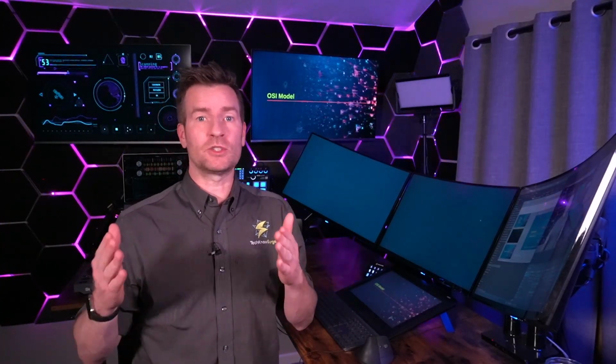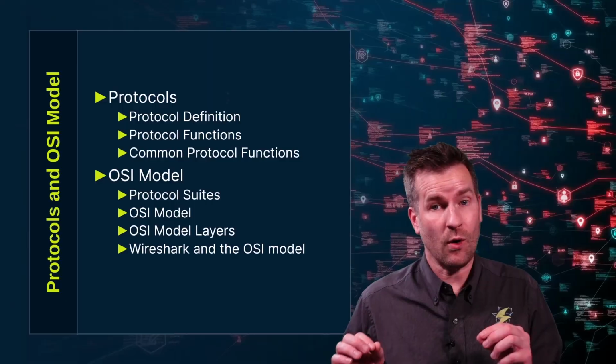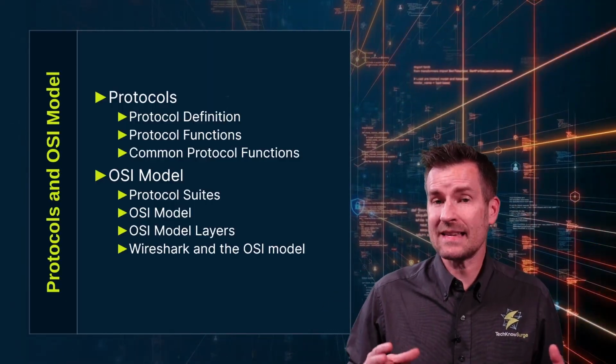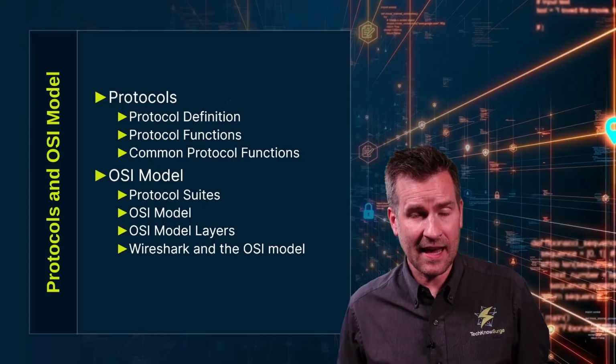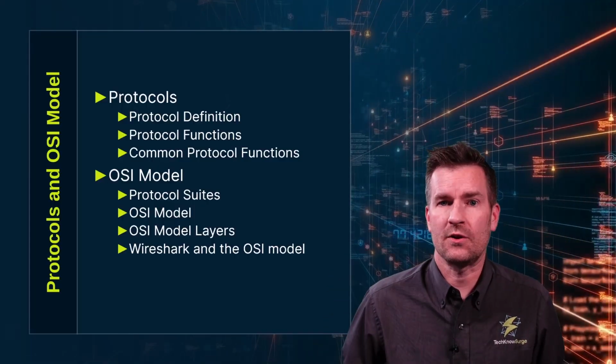These protocols have to work together to deliver data, but how do they plug in and work together? Well, the OSI model sheds some light on what that looks like. So let's jump into the OSI model. We're going to be covering what protocol suites are, we'll get into the OSI model, we'll talk about the OSI model layers, and we'll wrap things up taking a look at Wireshark and how the OSI model can be seen visually through Wireshark.